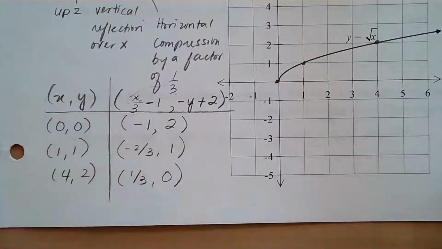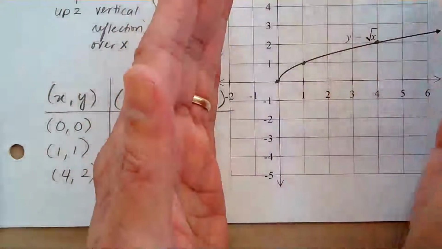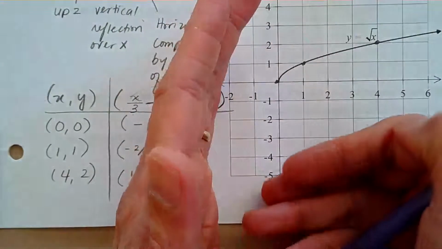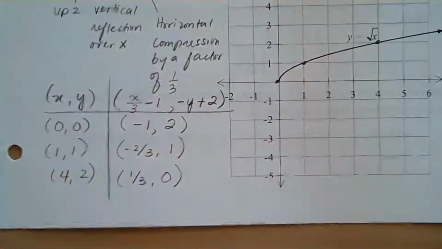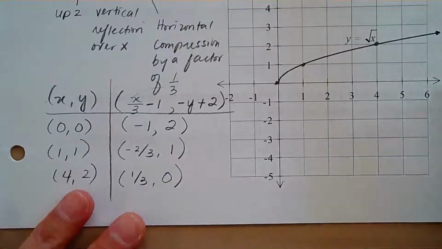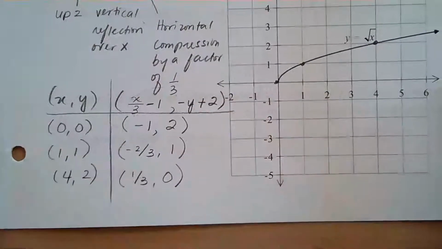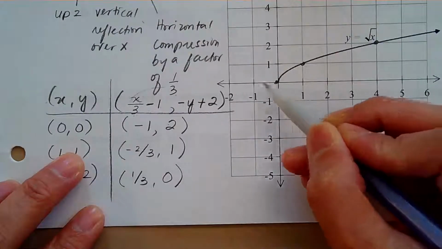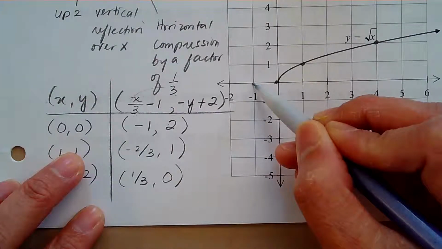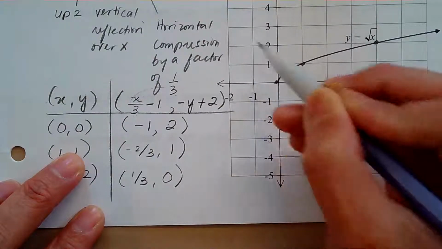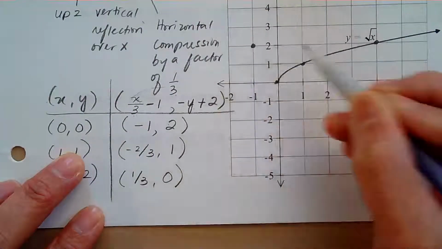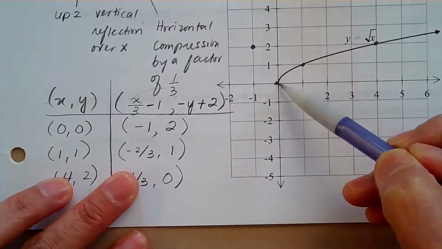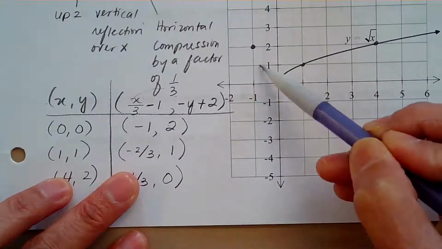So before we even graph this, we want it to be compressed by a factor of 3. So it's going to be mushed in this way, reflected down. So it's going to reflect down and shift down and left. Okay, all that stuff. Okay, so negative 1, 2. So negative 1, 2. Negative 2/3, 1.